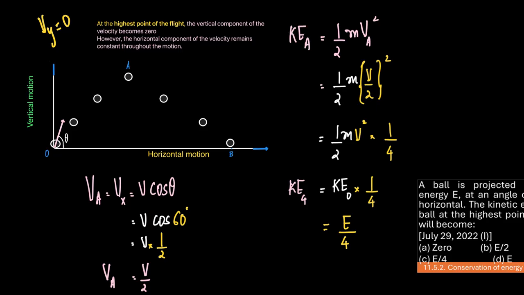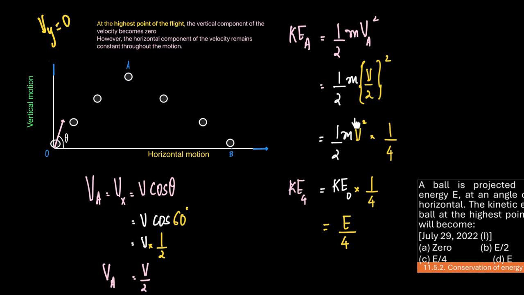Therefore, what would be kinetic energy at A? It will be half m into VA square. What is VA? V by 2 the whole square. So here I'll write this as half m into V square into 1 by 2 the whole square. What is 1 by 2 the whole square? It is 1 by 4.